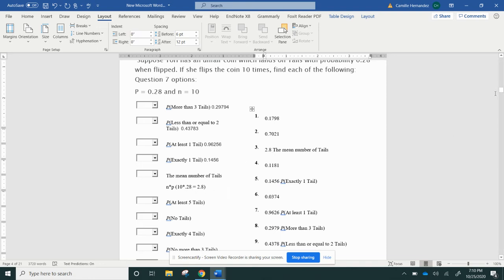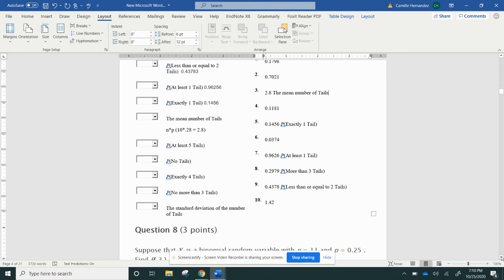So we got that. Then the next one is at least 5 tails. Remember, with "at least," you've got to put the 5 in it. Because if I say you need at least 70 on the final exam to pass the class, the least you can get is 70 and above. So at least 5 tails means the lowest is going to be 5, but then I want anything over 5.